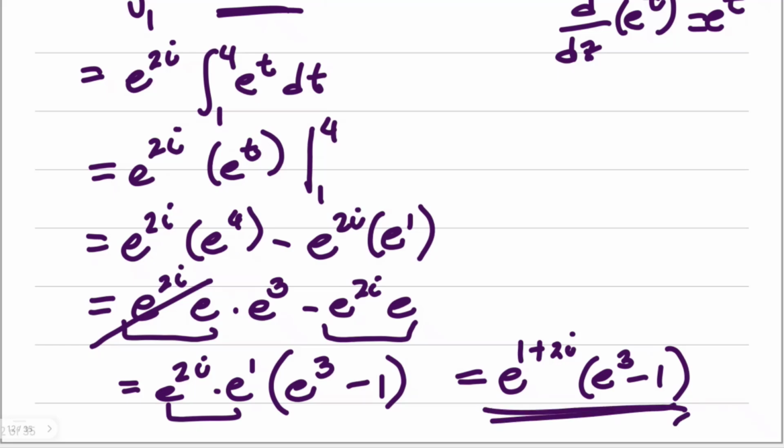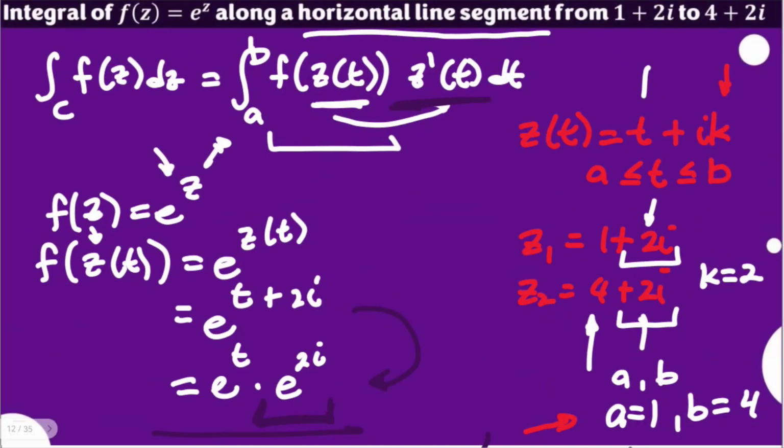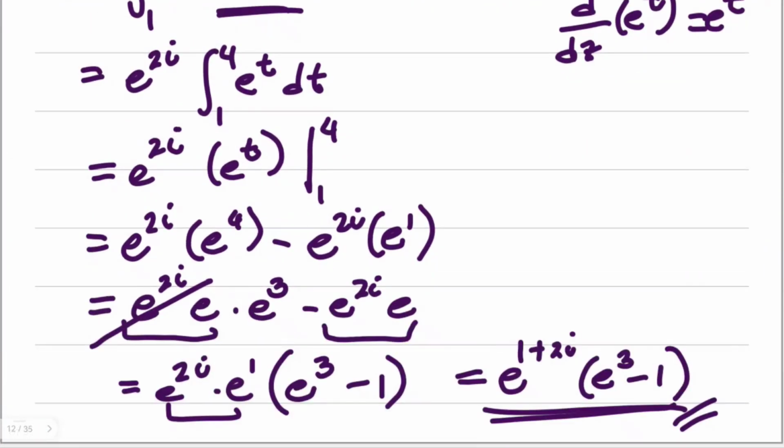This is actually the answer, or the integral of the given function e to the power of z along the horizontal line segment from 1 plus 2i to 4 plus 2i, using the parameterization of a horizontal line segment and all of these necessary operations together with some factoring process to simplify the final answer.